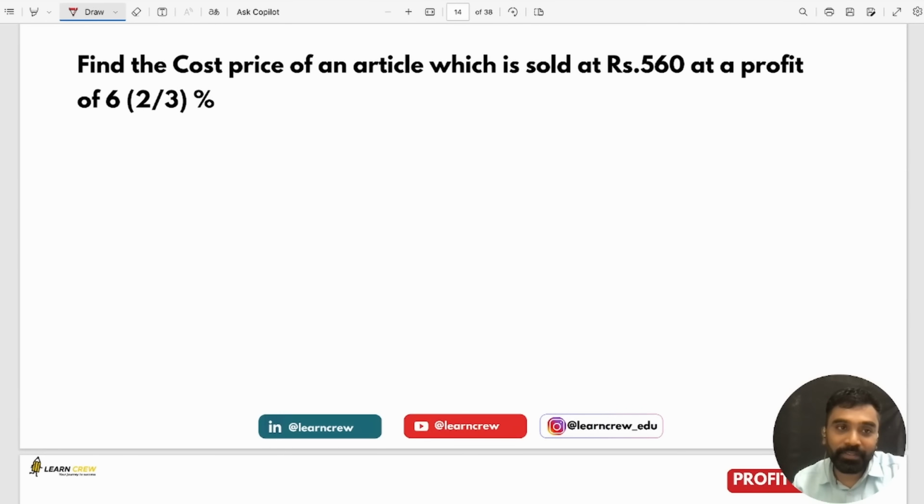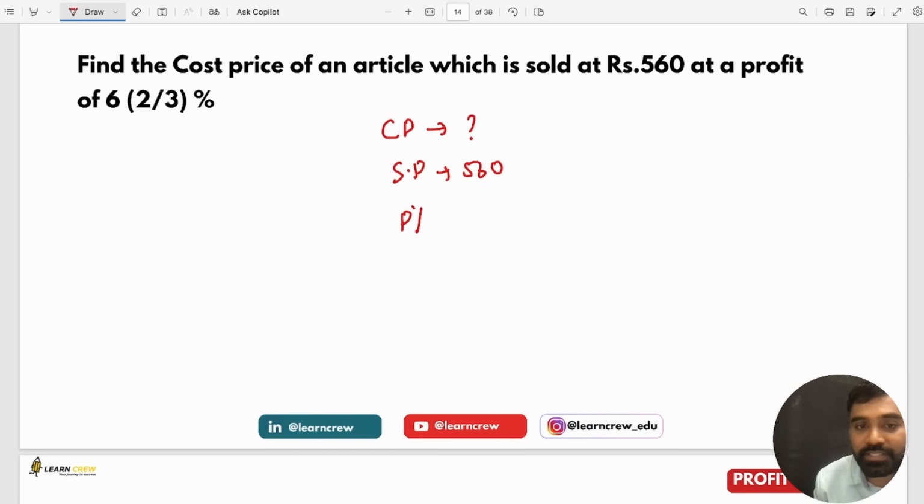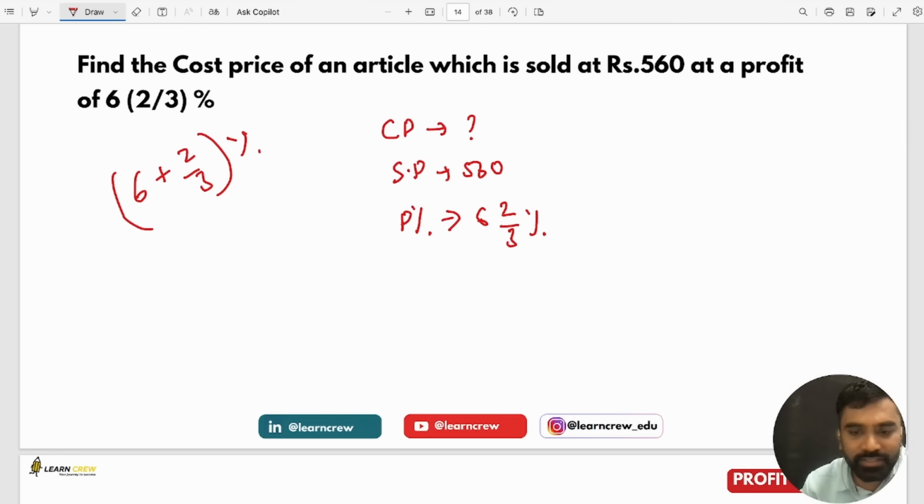Find the cost price of an article which is sold at rupees 560 at a profit of 6.23%. Now, sir, the earlier question was at least easy, at 20% you gave. How will I find the cost price of an article sold at 560? Profit percentage is 6.23%. Sir, what is 6.23%? Sir, don't worry. How to do this fraction? I'll just teach you. 6 plus 2/3%, is it the same? Yes, sir. Both are the same.